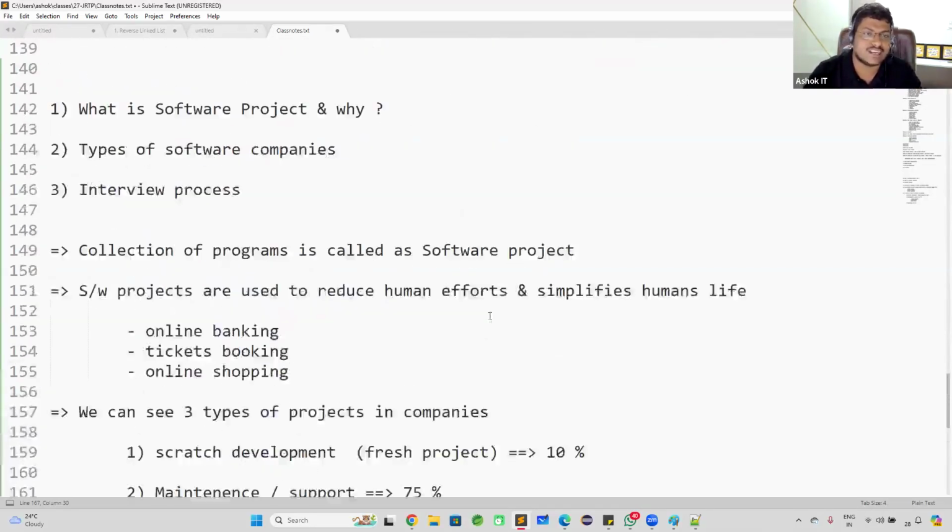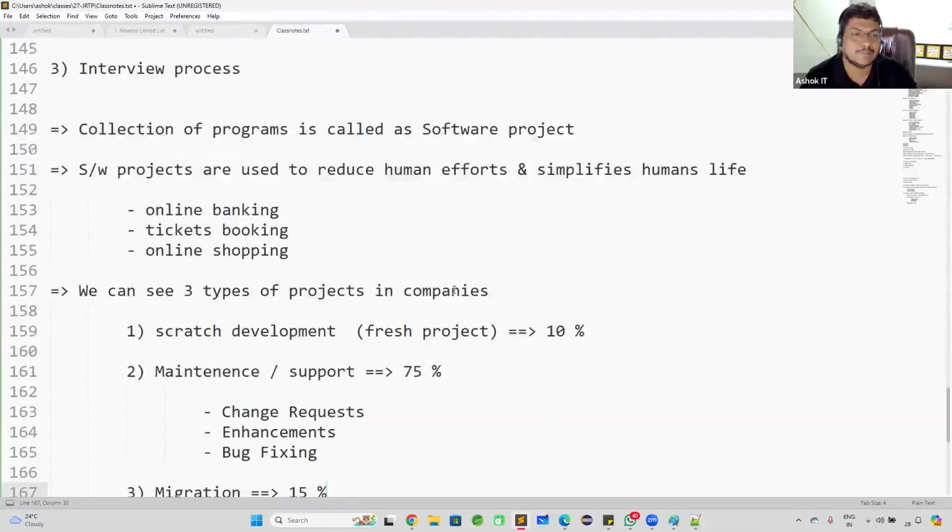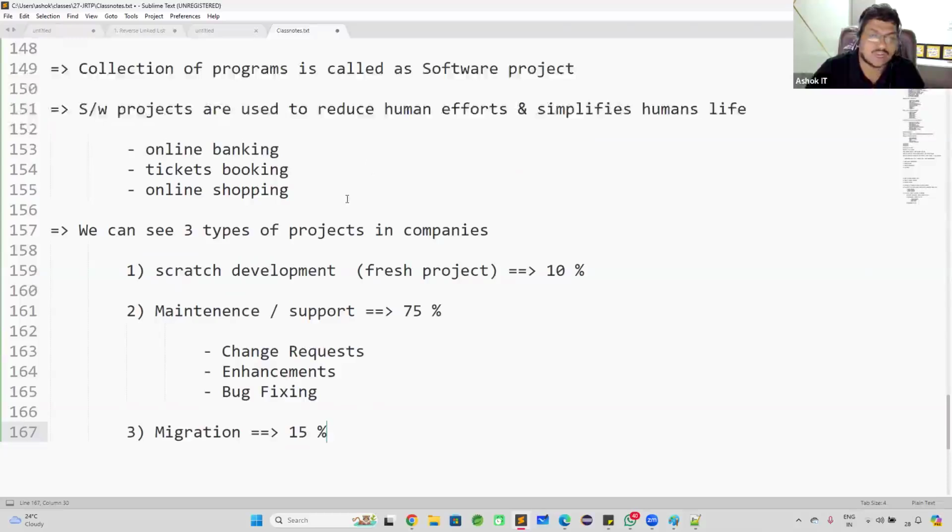So we are trying to understand what a software project is and why we need to develop a project. A collection of programs we are going to call one software project. Many software projects are being developed in companies nowadays, because software projects are used to reduce human effort and simplify humans' life. Online banking, ticket booking, and online shopping are all simplifying human life.